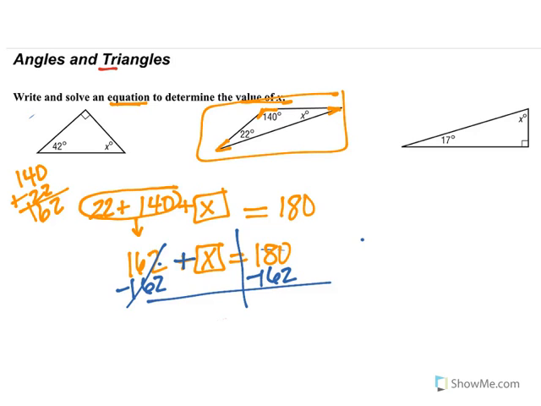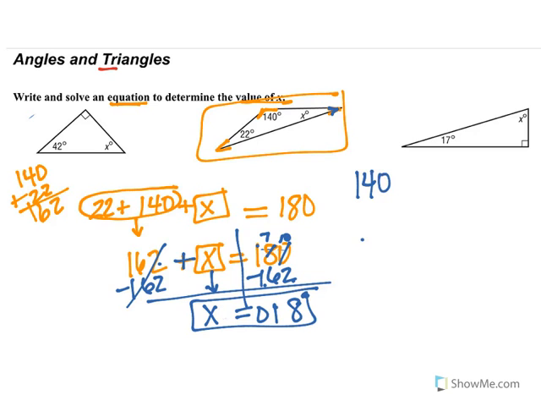So, over here, all I have is the x equals, let's do our subtraction. 10 minus 2 is 8, 7 minus 6 is 1, 1 minus 1 is 0. So that means that x equals 18 degrees. I already knew it was going to be acute, and it was going to be a small number, and I got 18 degrees. Again, to make sure, I'm going to add 140 plus the 22 here, plus the x, which we said would be 18.